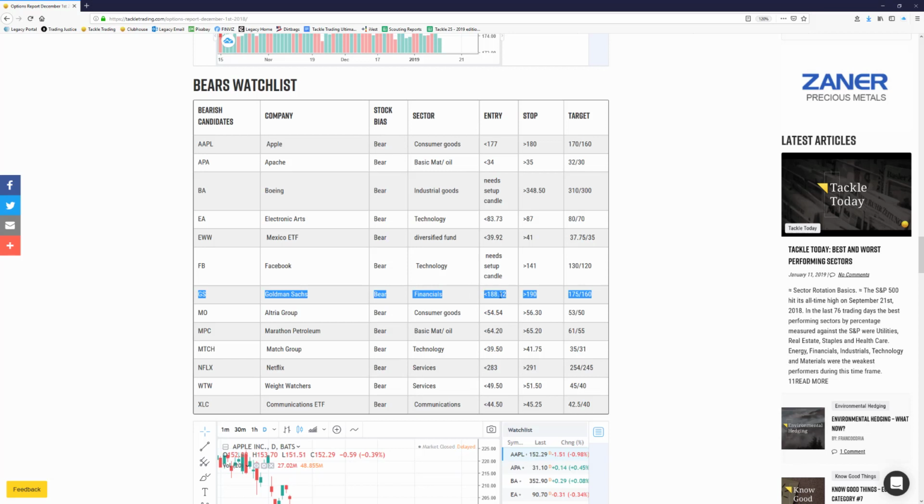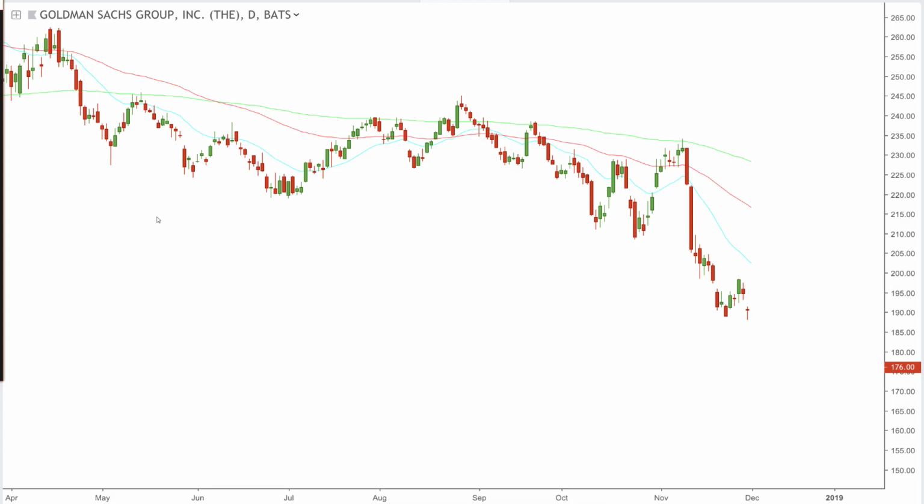Now, as you can see, our entry on Goldman Sachs was under the 188.12 barrier, and I'll show you why that's the case here in just a second. Our stop loss was above 190 and our target was 175 and then 160. This is what we were seeing in that Goldman Sachs trade.